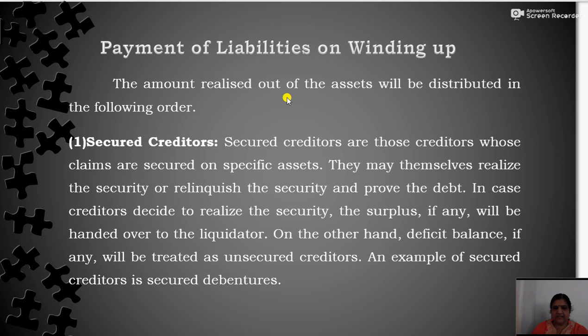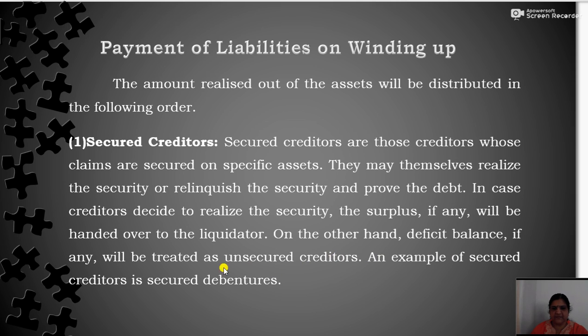The amount realized out of the assets will be distributed in the following order. So the first one is secured creditors. Secured creditors are those creditors whose claims are secured on specific assets. They may themselves realize the security or relinquish the security and prove the debt. In case the creditors decide to realize the security, the surplus, if any, will be handed over to the liquidator. On the other hand, deficit balance, if any, will be treated as unsecured creditors.